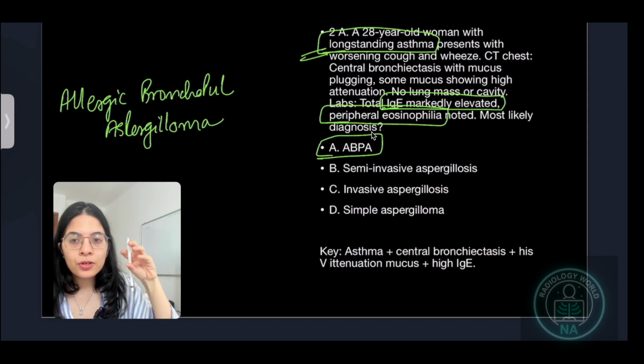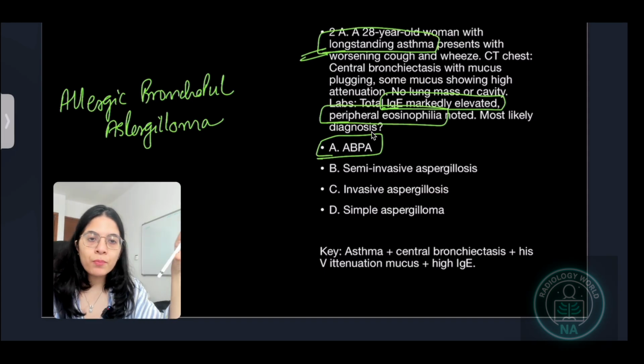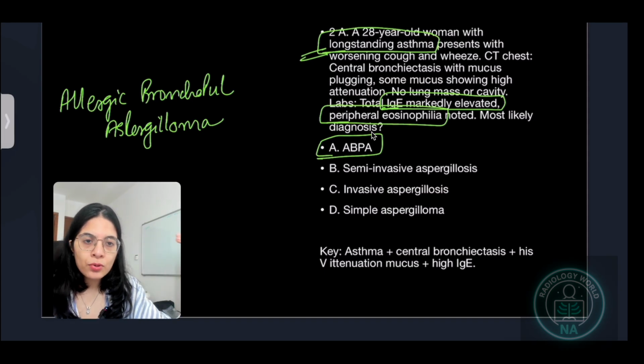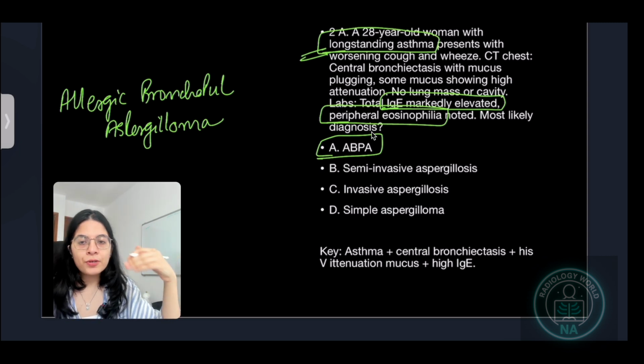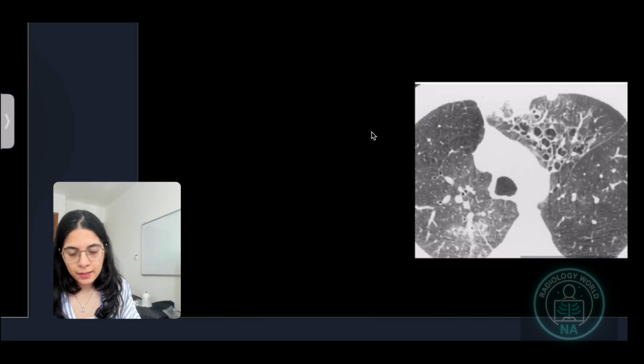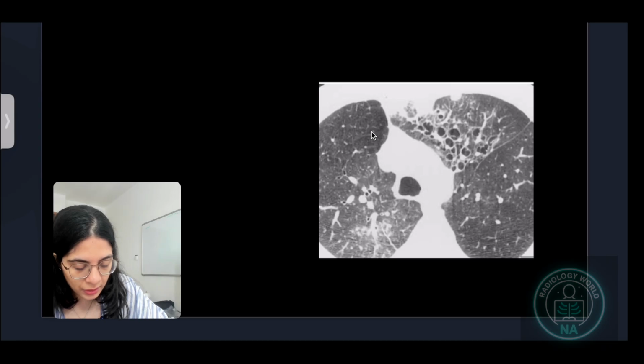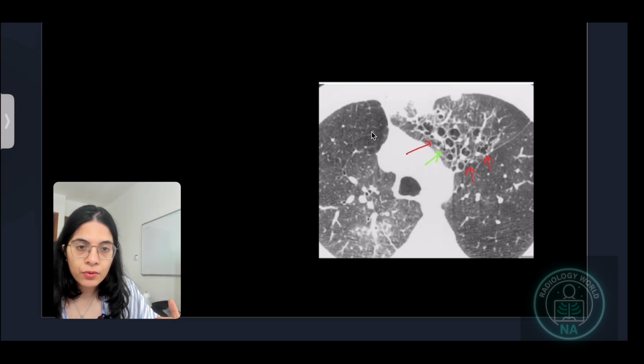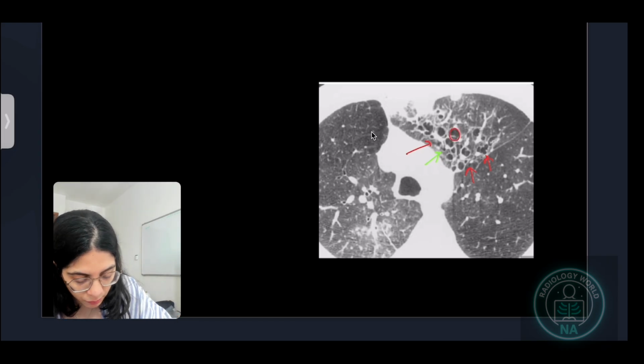Here I have given you the image description. The patient is having central bronchiectasis with mucus plugging, some mucus showing high attenuation, but the important thing to remember is that they can also give you simply an image which goes like this. So you can see over here that this is a central bronchiectasis. Okay, and you can see there is some sort of bronchial wall thickening, there are some air fluid levels. Okay, you can see that there is this particular bronchi.